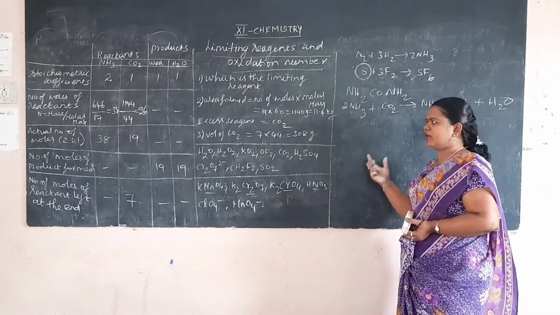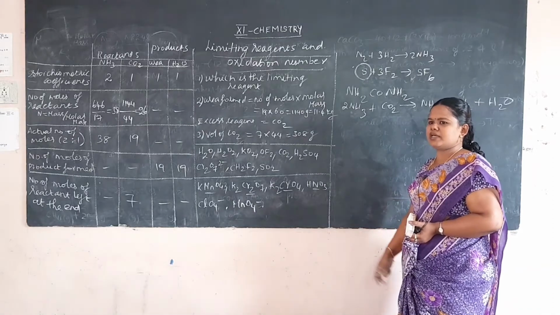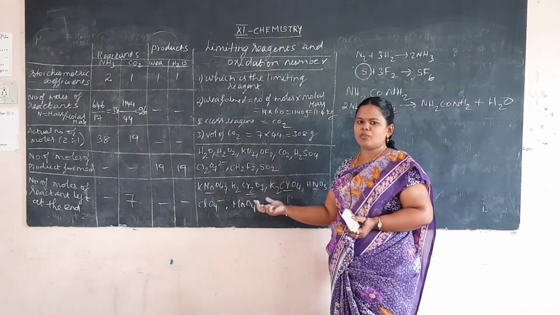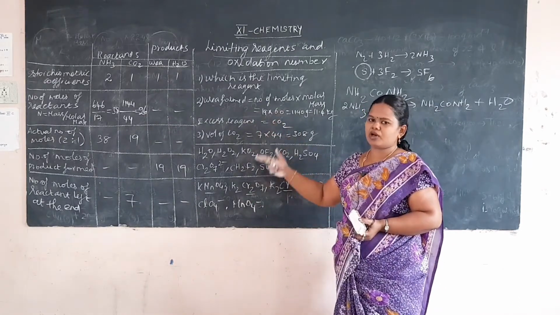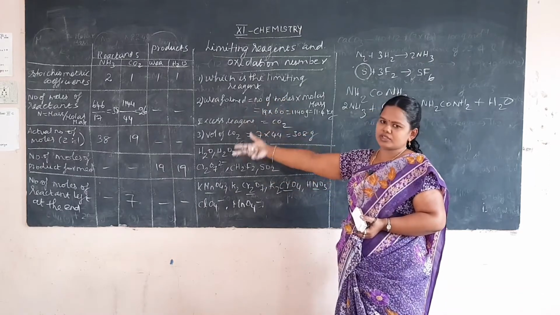So easily by looking at the equation itself you can tell which is the limiting reagent and which is the excess reagent. Okay, that's all. So this can be asked in one problem. Yes, for that you have to put this tabular column also. I taught you how to calculate and how to put this tabular column.